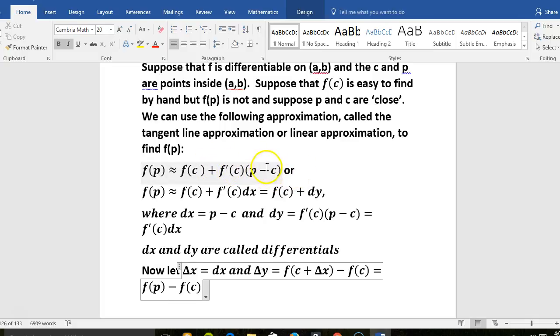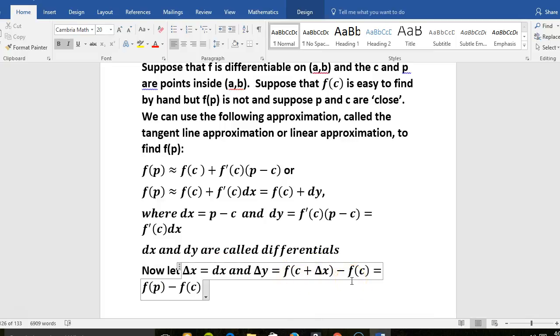That's dy. Whereas delta y is f of p minus f of c, which is f of c plus delta x quantity minus f of c. That's delta y, okay? So here's our dy, whereas here's our delta y. So contrast dy and delta y. Now, delta x and dx are the same thing. There's nothing to do, okay? So delta y is the exact difference between f of p and f of c.